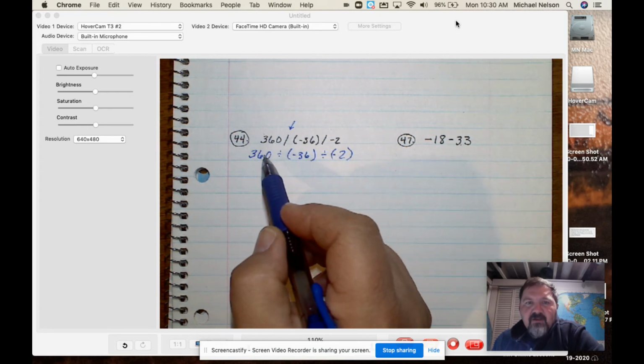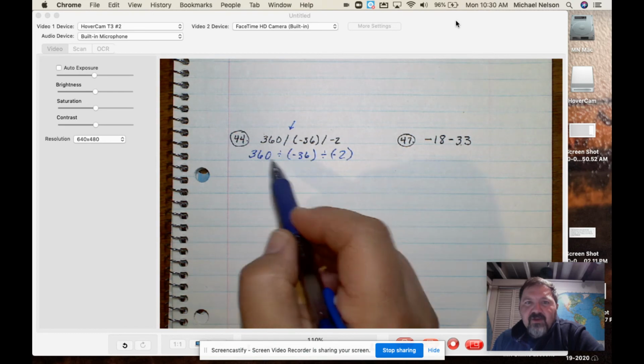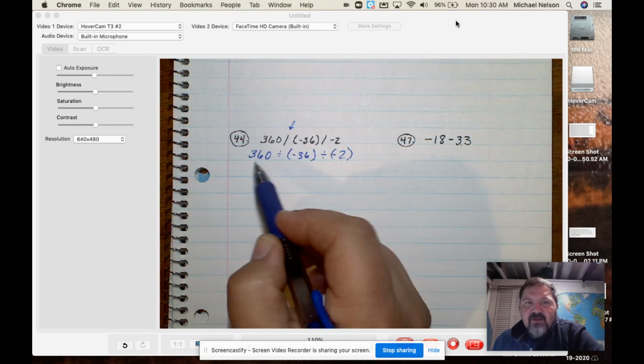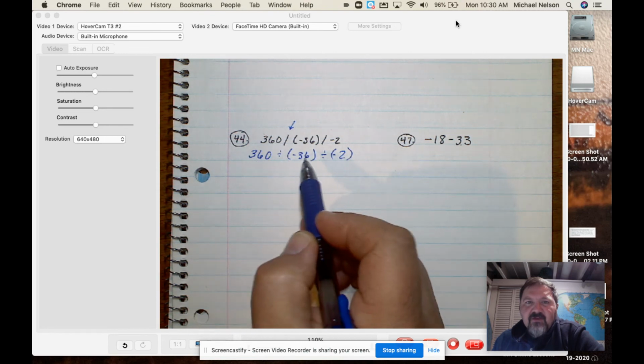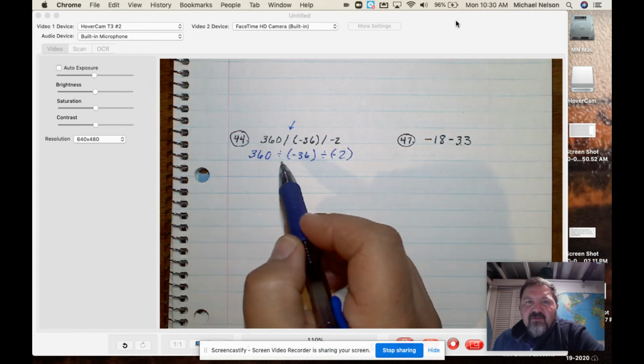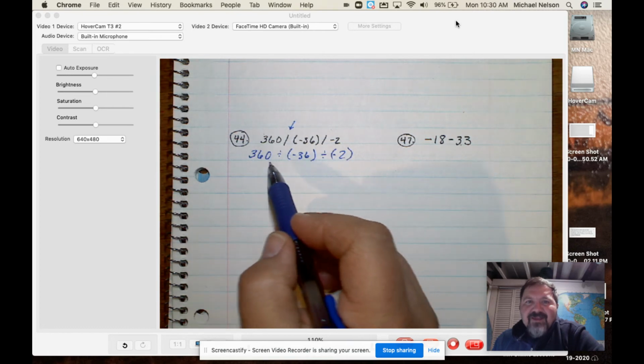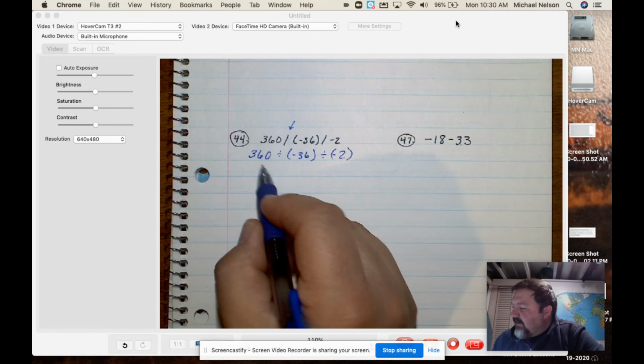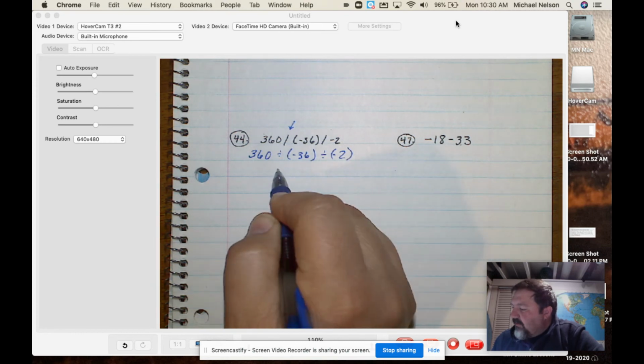And so you're going to start here, 360, which is a big number, divided by -36. But we helped you out a little bit. It's 36 and 36. In this case, it's division, so it's 10. 10 is our answer between these two numbers here. So we're going to write that there.